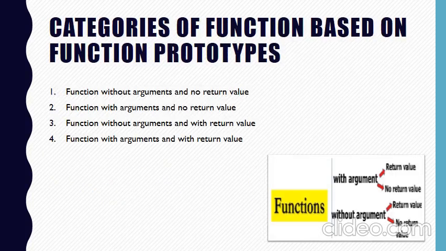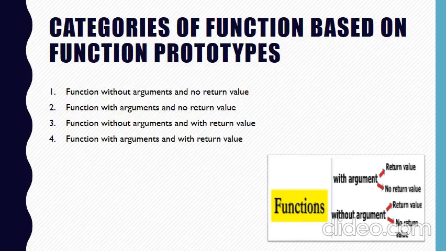The categories of function prototypes are based on whether arguments are available and whether return type is available or not. Right? ஒரு ஃபங்க்ஷனுக்கு input arguments இருக்குதா இல்லையா, ஒரு function values return பண்ணுதா இல்லையாங்கிறத பொறுத்து categories of functions are available. So these are the 4 different categories. The same we had studied in PSPP subject 2. Function without arguments and without return value, function with arguments and no return value, and third category is function without arguments and with return value, and fourth one is function with arguments and with return value.